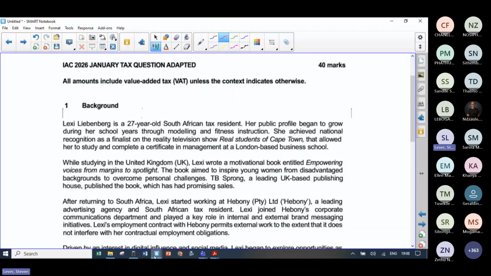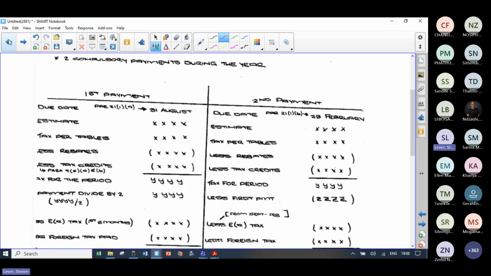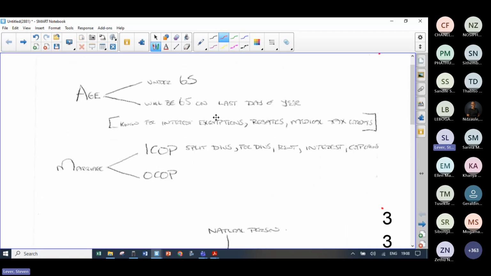But before we do this question, I've given you a little bit of a consideration thing. What I basically said is if I was doing an individual's number crunch in an exam, there are a couple of things that I would be incredibly aware of. The first thing is the age of the taxpayer. Are you over 65 or under 65? Why is that important? Because if you are under 65, you get 17,235 as a rebate.